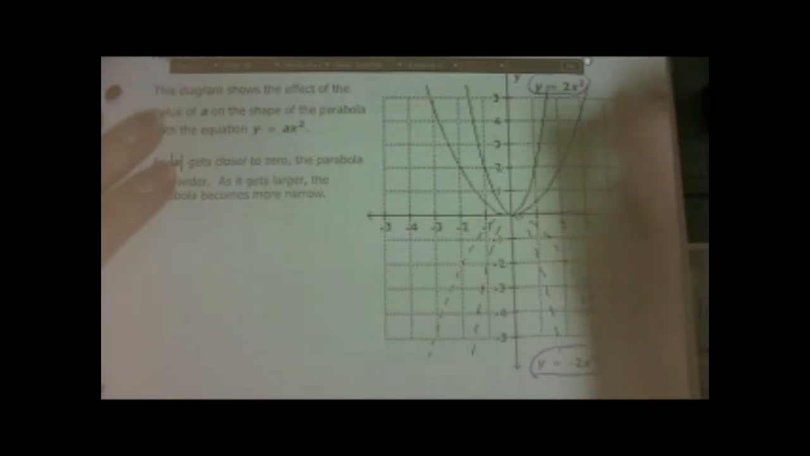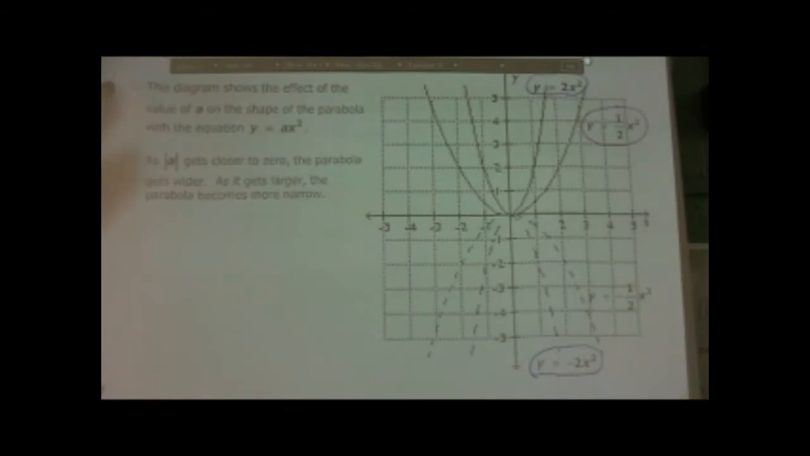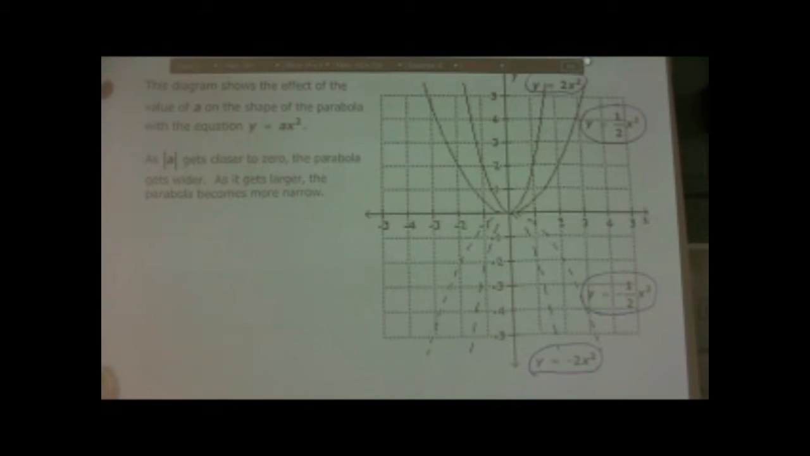But look at the real fat parabola. This is y equals 1/2 x squared. So if a is between 0 and 1, positive or negative, this is going to be a fatter parabola. And so you can see the fat upside down one is y equals negative 1/2 x squared.